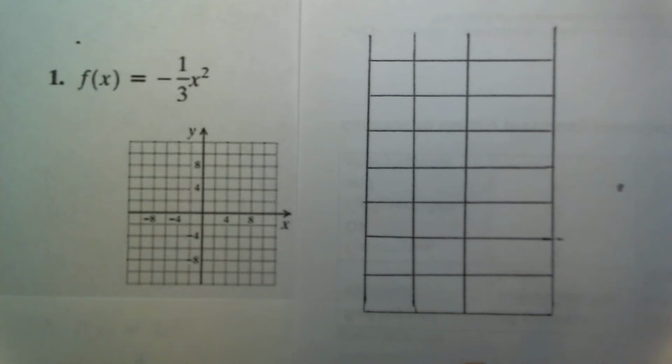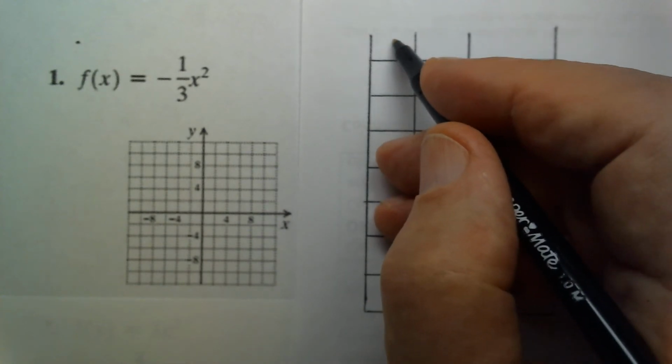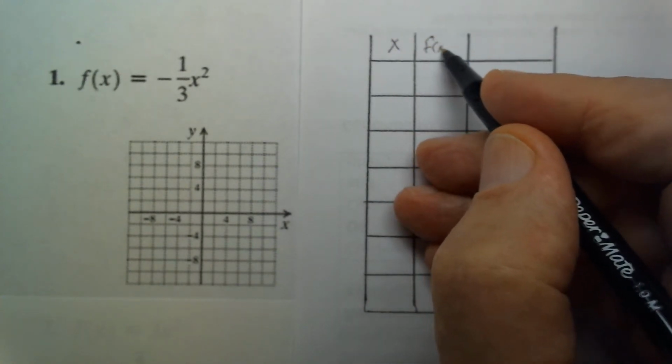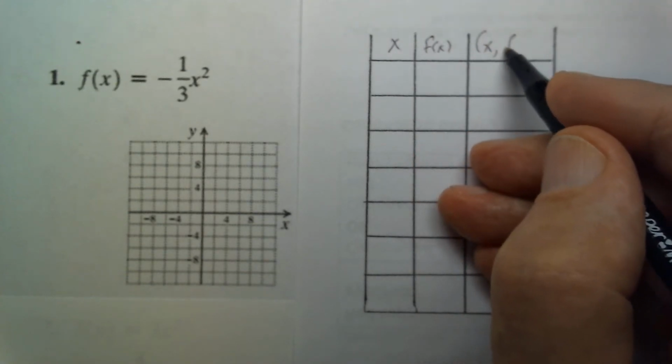To graph this parabola, let's make a table of values for x and then compute the corresponding function value. So this is for x, this is for f(x), and this would be the ordered pair (x, f(x)).